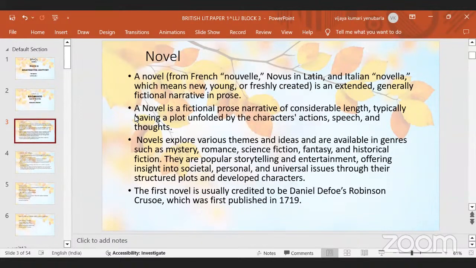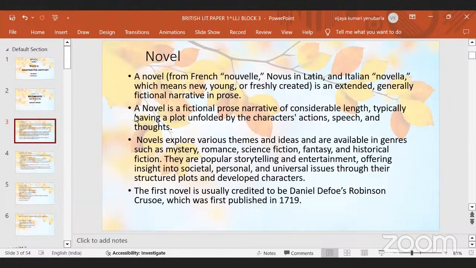That means initially, before the term was coined and before rules were set, novels used to be short stories. But a novel is a book which has a considerable length, typically having a plot unfolded by the characters' actions.